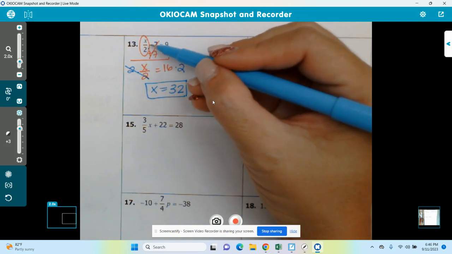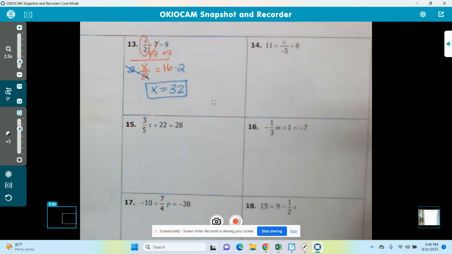32 divided by 2 is 16. 16 minus 7 is, in fact, 9. Y'all, it does not take long at all to check your answer for these problems.